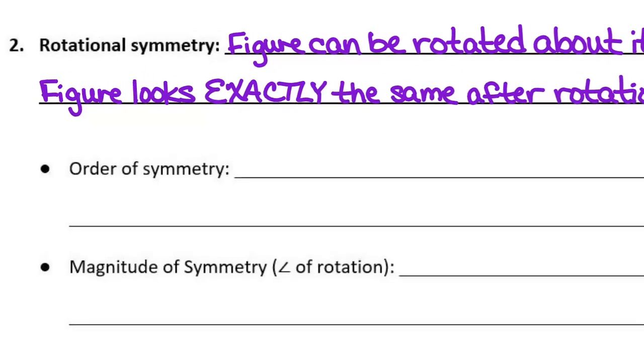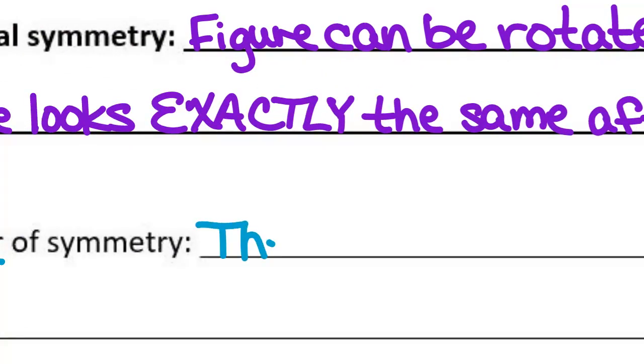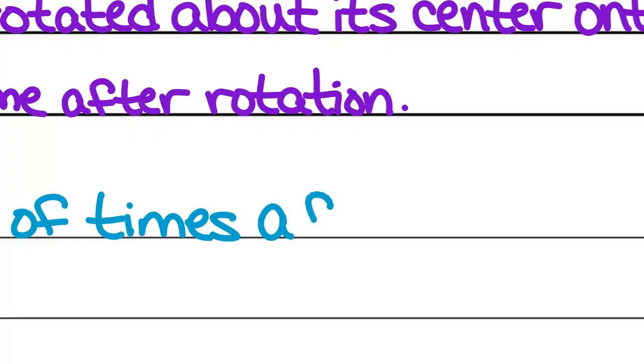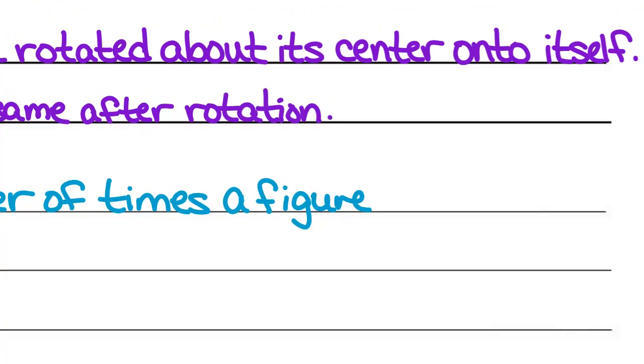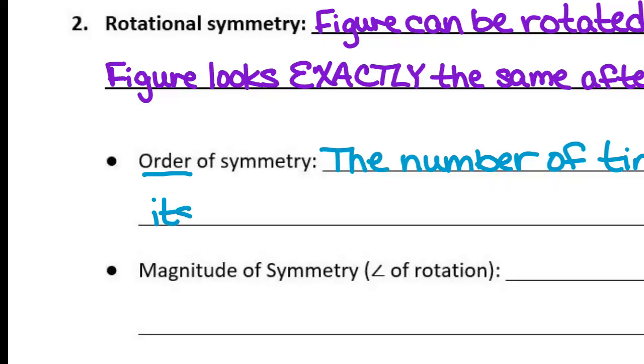The order of symmetry is the number of times a figure maps onto itself as it rotates from 0 degrees to 360 degrees.